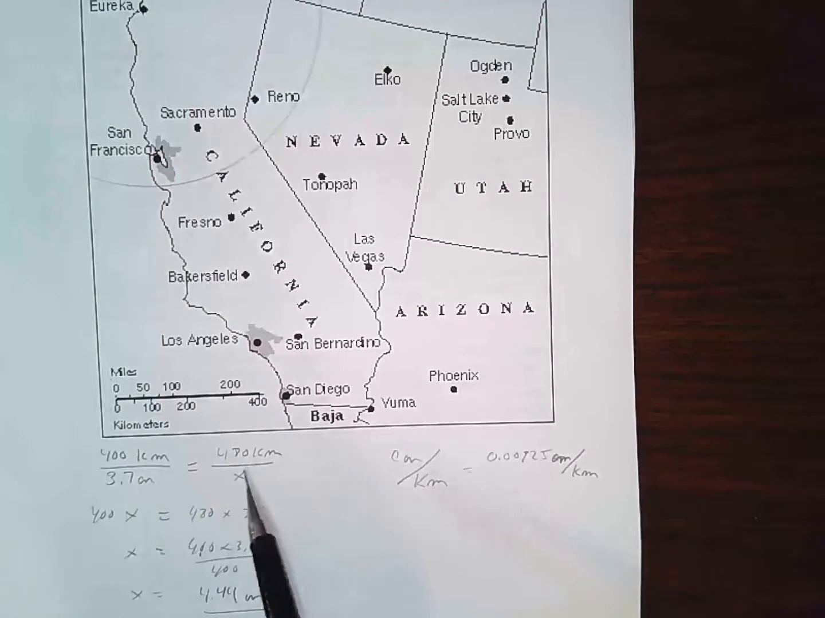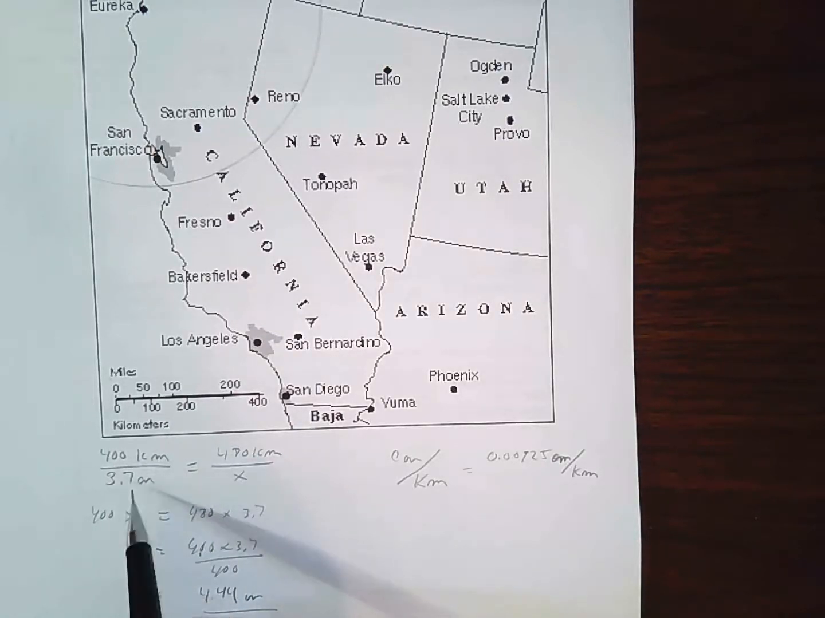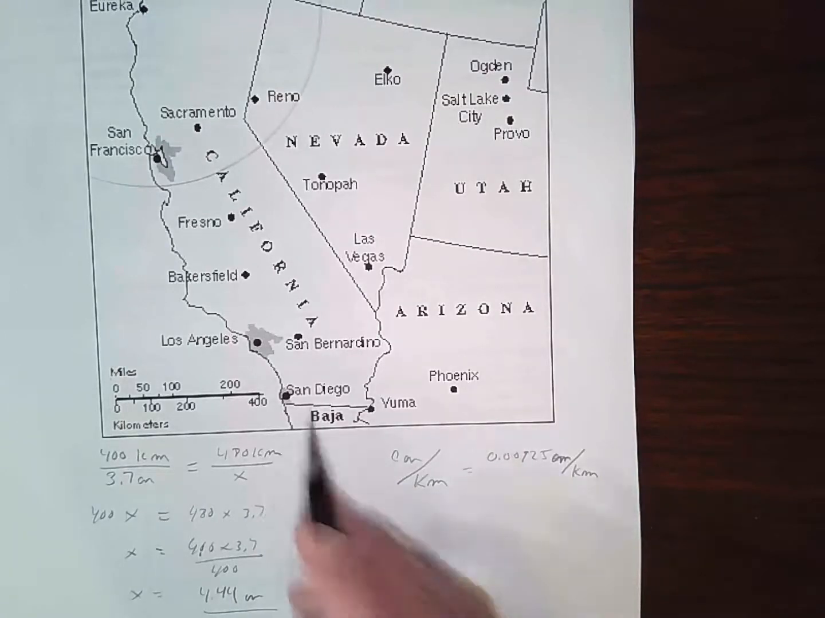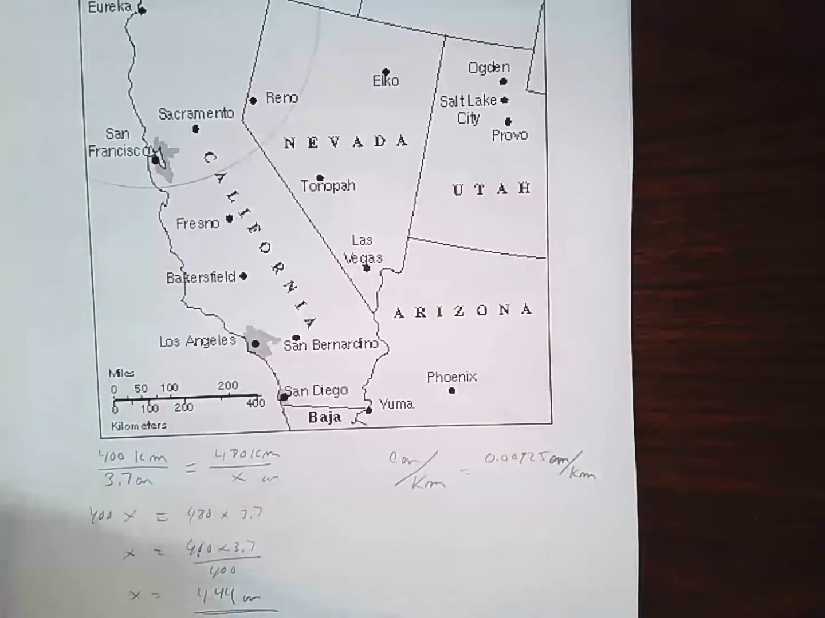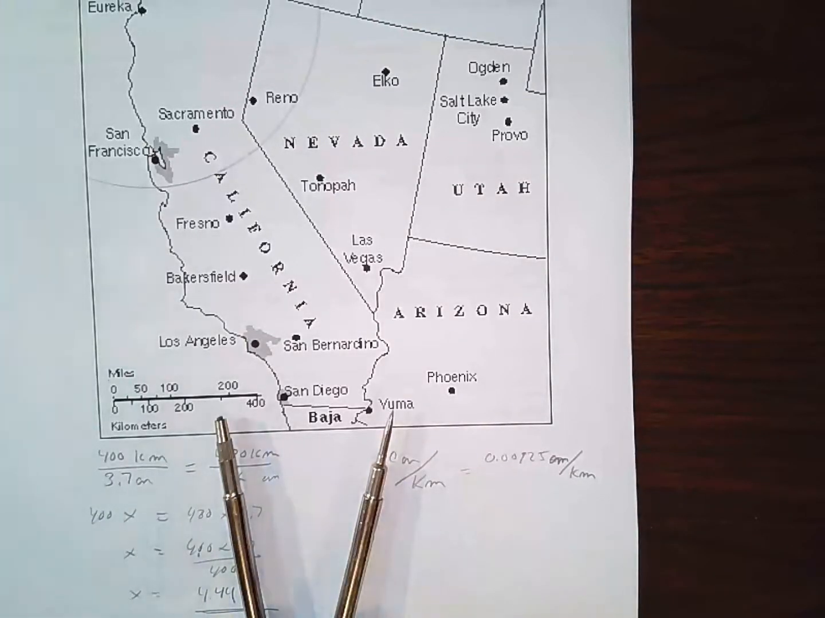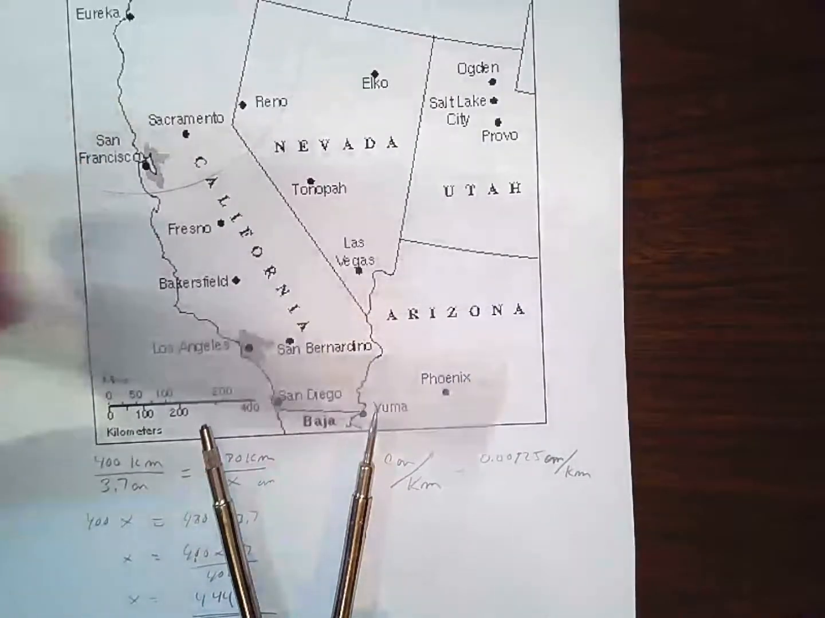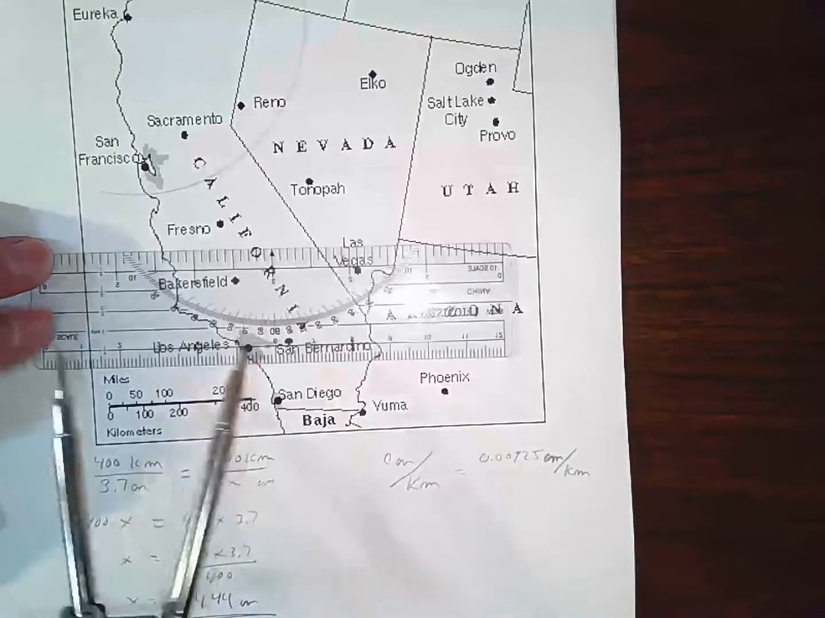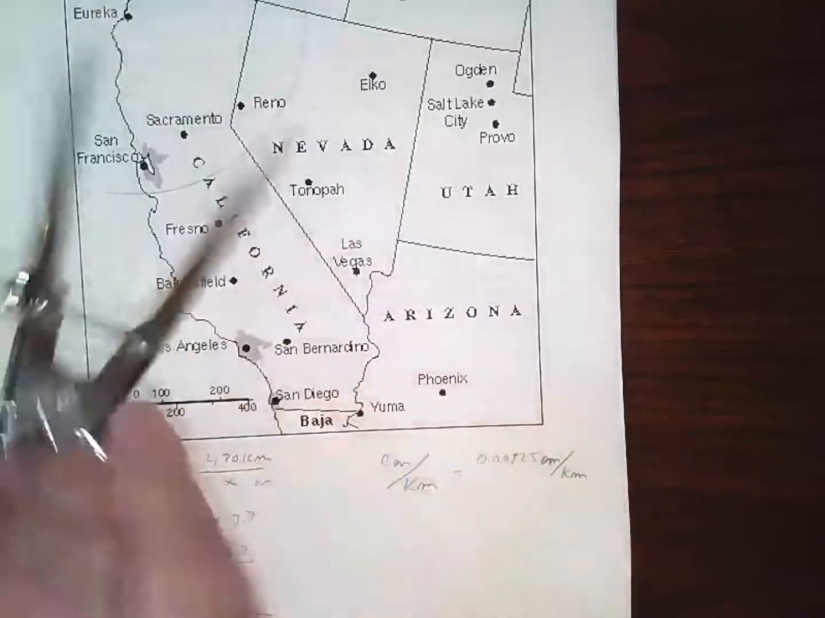So I can set up a math problem here, a little cross multiplication problem. So if 400 kilometers is related to 3.7 centimeters, 480 kilometers is related to some X number of centimeters down here. So we'll do cross multiplication and we end up with 4.4 centimeters as the distance that we want to have from here to here. So this is where I get out my ruler, and you get out your ruler and you measure from 0 to 4.4 centimeters. Okay, so I have the correct radius that I'm now going to plot.